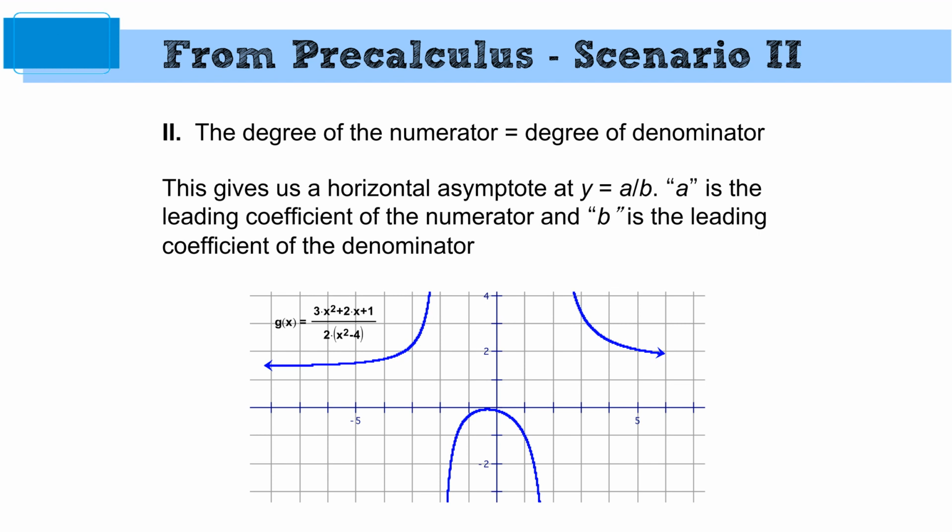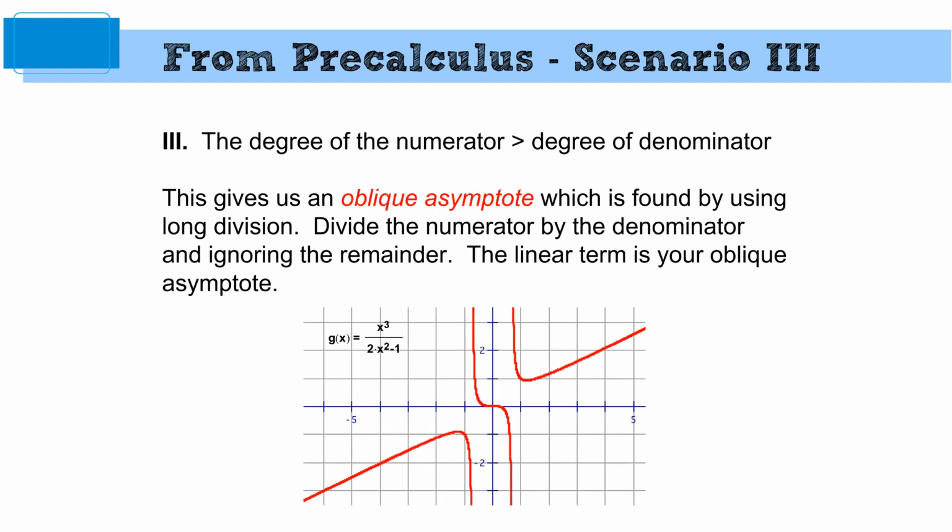We don't need to talk about those because they can knock it out of the park. Degree on top equals degree on the bottom. It's the ratio of the leading coefficients. And then scenario number 3, your friend and mine, Mr. Oblique Asymptote. Did you work with oblique asymptotes last year?